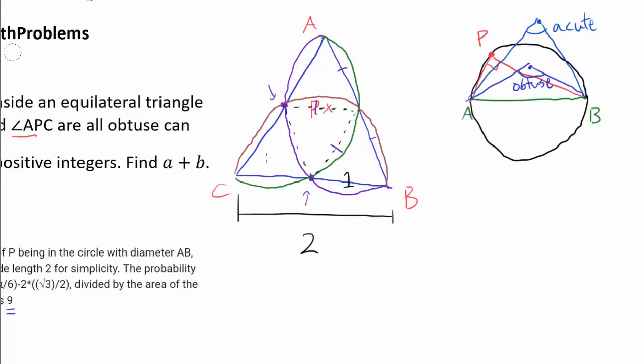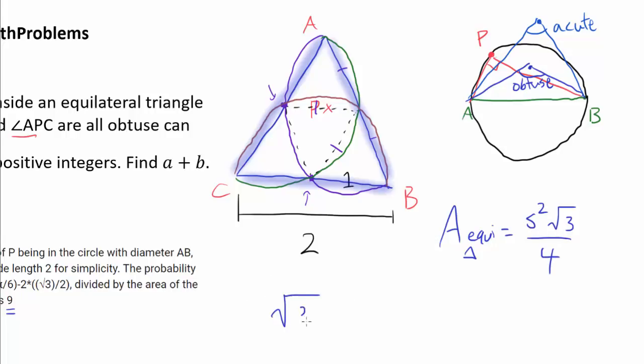So what's the area of the entire sample space? Area of ABC. Well, the area of an equilateral triangle is s squared times square root of 3 over 4. And in this case, the side length is 2, so 2 squared times square root of 3 over 4 gets us square root of 3 for the area of the entire sample space, or area of triangle ABC.